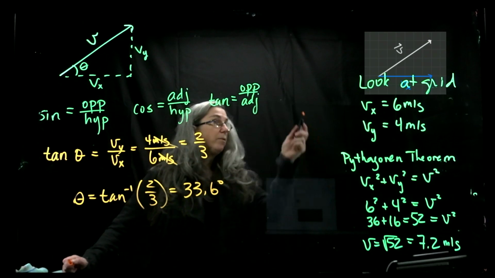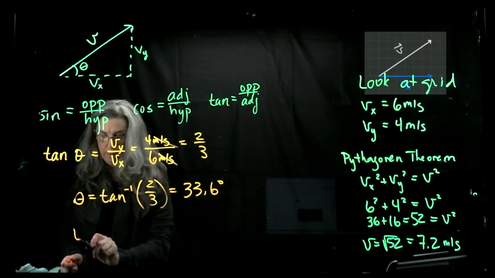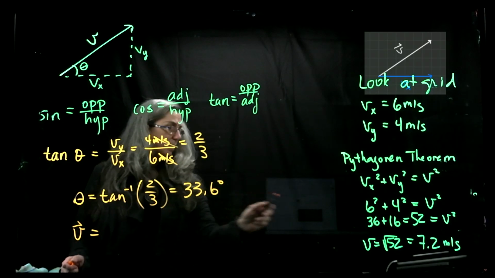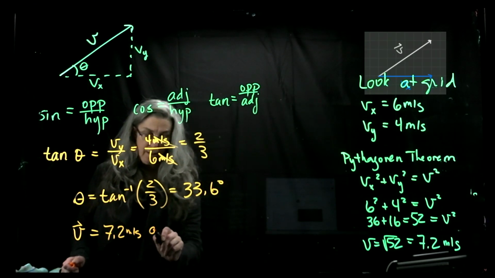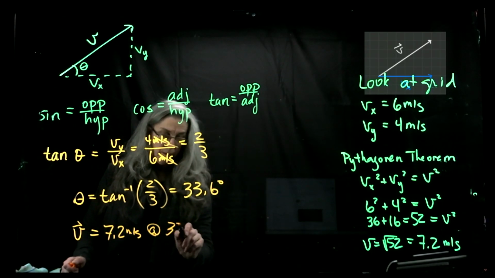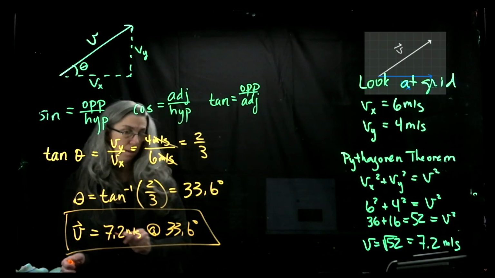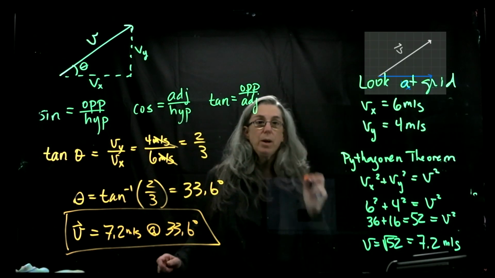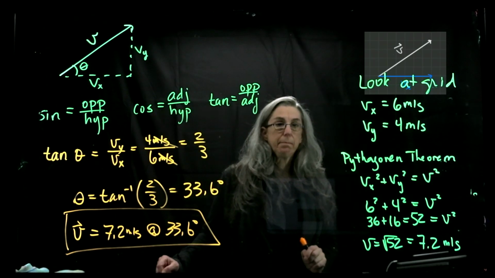So we could write our final answer for this v given here with those grids used as meters per second. V vector is equal to 7.2 meters per second at an angle of 33.6 degrees. So that is an example of how to go from the given x and y components to the magnitude and direction.